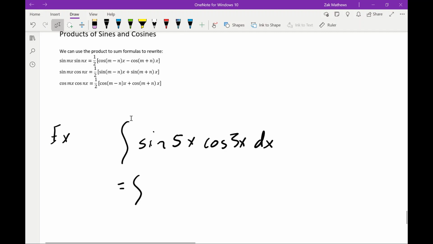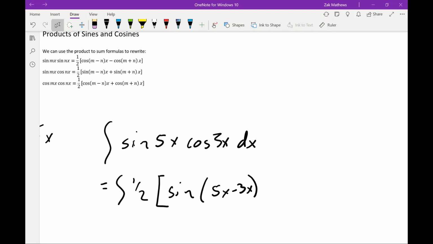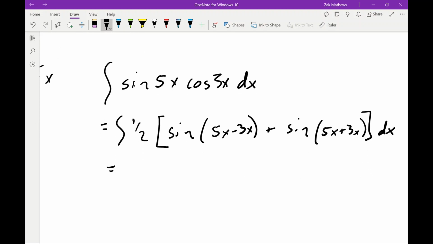And so it is this middle case. So we're going to have the 1/2 sine of, we have to subtract the 5x minus the 3x. I'll write this first one out in all its detail, or could just say 5 minus 3x. And then we'll have plus sine 5x plus 3x dx. And so I can pull that 1/2 to the front of my integral. 5 minus 3 is 2x, and then 5 plus 3 is 8x.